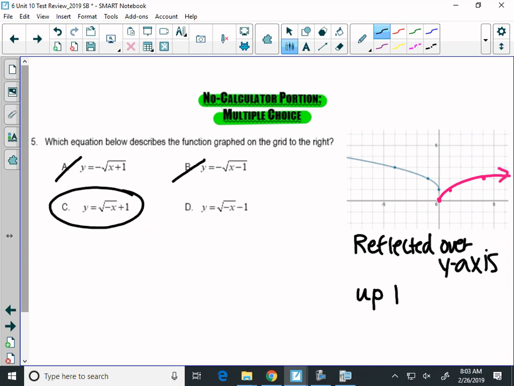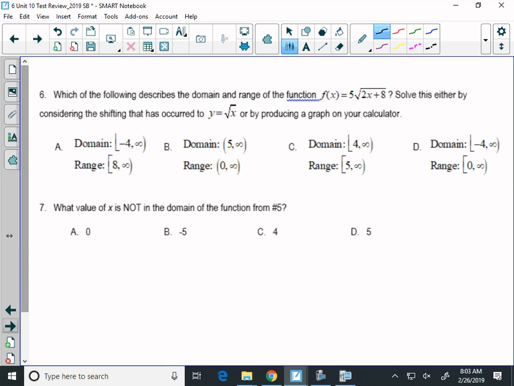All right, next problem here. 6 and 7 go together. It says, which of the following describes the domain and range of the function? You're not allowed to use your calculator. That was the typo right there. No calculator portion. So you need to understand the function without.